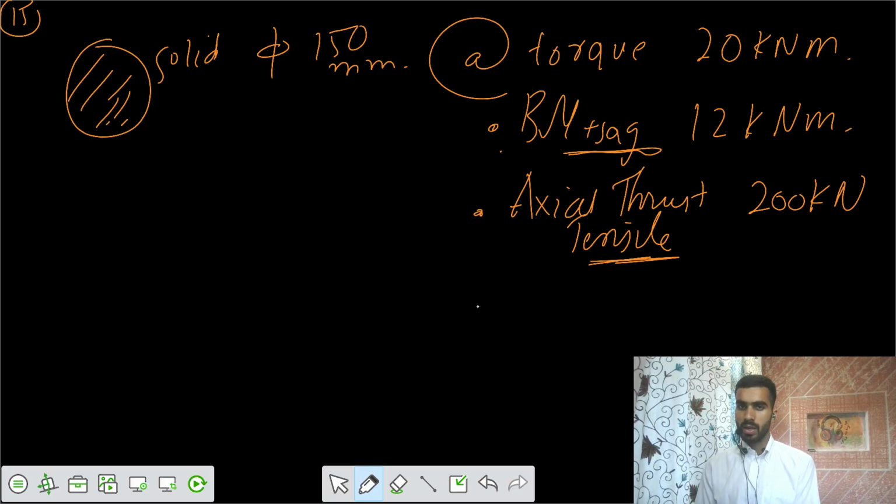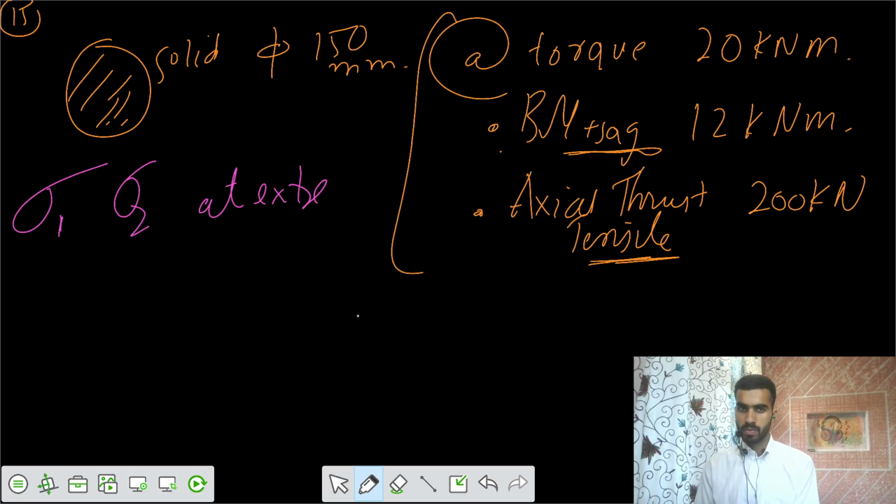Now you have these three loading conditions. One more thing that you need to get: the value of the major and minor principal stresses at the extreme fibers along the vertical axis.